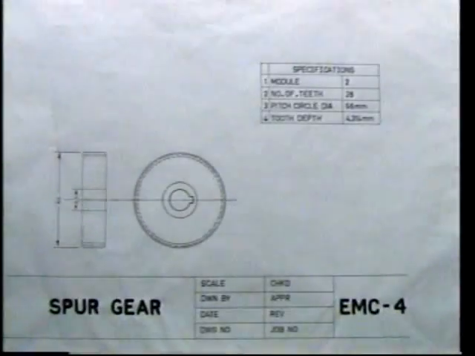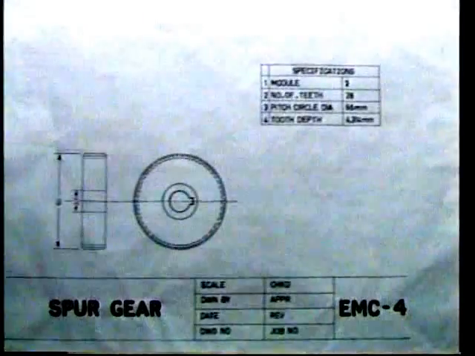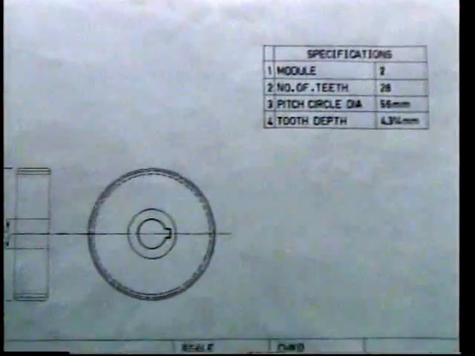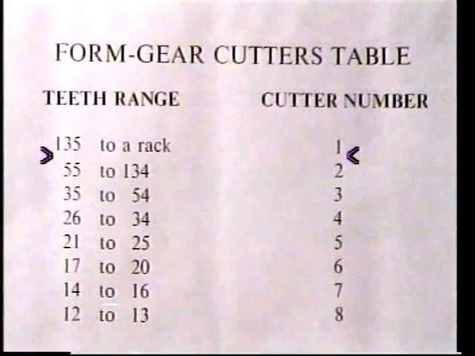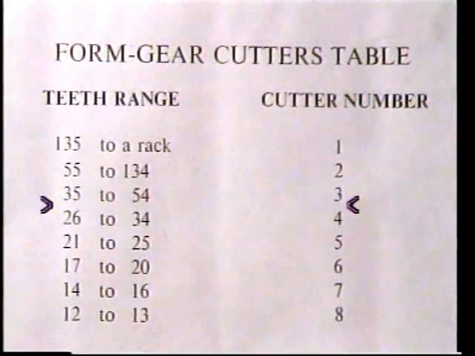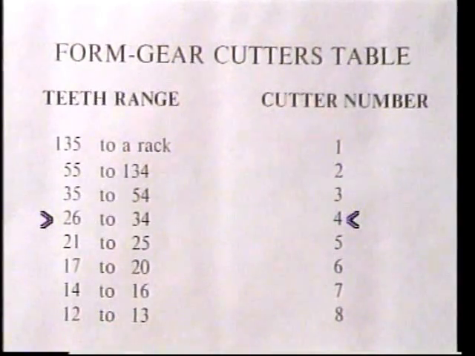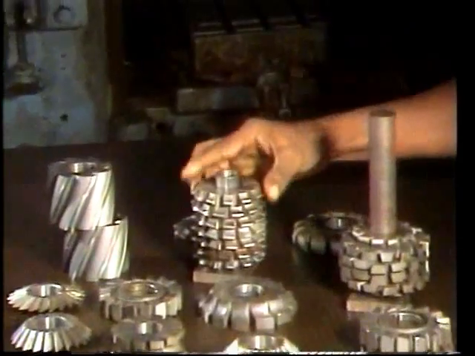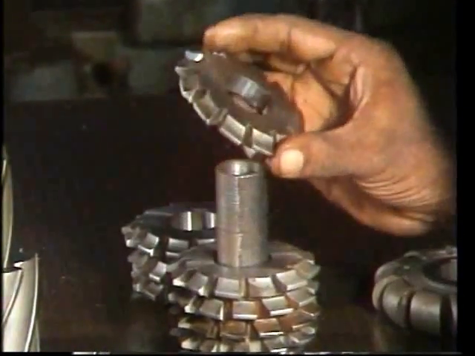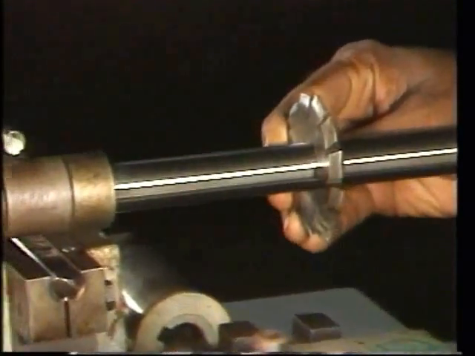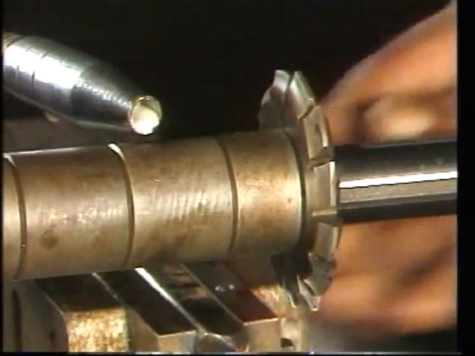The working gear drawing provides all the necessary data for gear forming on a milling machine. The cutter selected for the given condition is number 4 of 2 mm module, which will produce the required involute tooth form for 28 teeth. The selected cutter is mounted on the arbor of the milling machine.